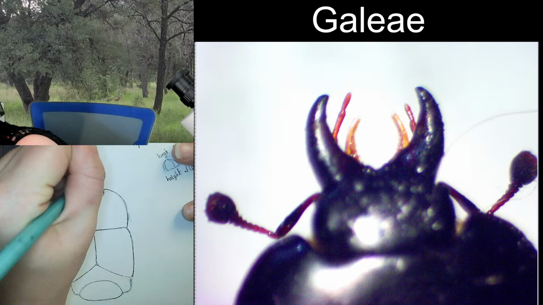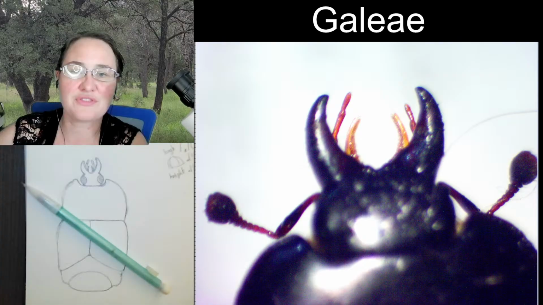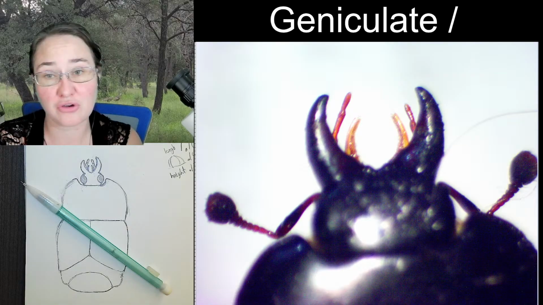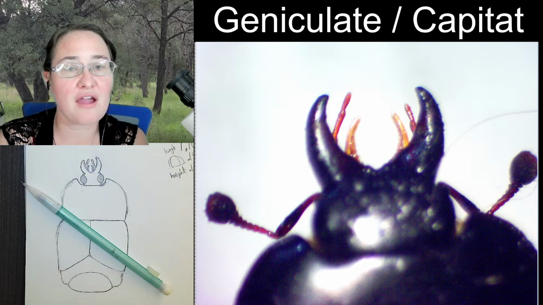And we have some mandibles that look like they're ready to do their job. Now, the only thing left on the head are those antennae. The antennae are both geniculate, which means elbowed, and they are capitate, which means clubbed.